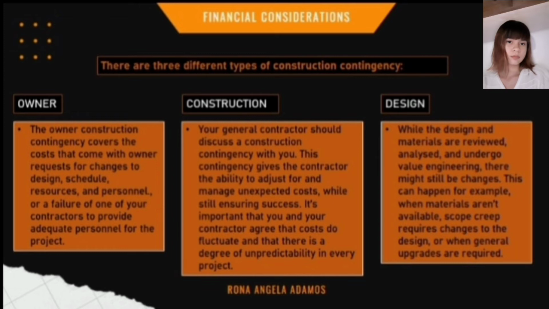And lastly is the design. While the design and materials are reviewed, analyzed, and undergo value engineering, there might still be changes. This can happen, for example, when materials aren't available, scope creep requires changes to the design, or when general upgrades are required. The design contingency is used when the original budget didn't address project requirements, potential changes in market prices, and inaccurate project information available when the budget was developed.